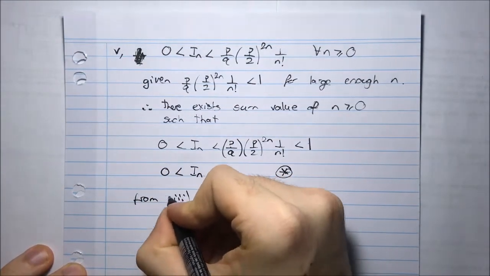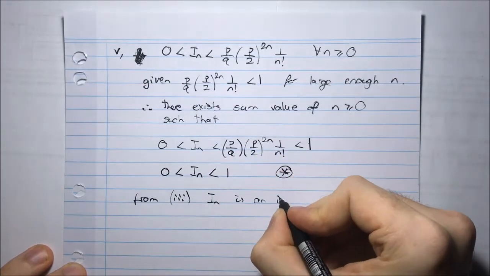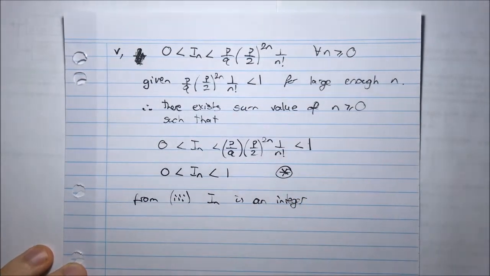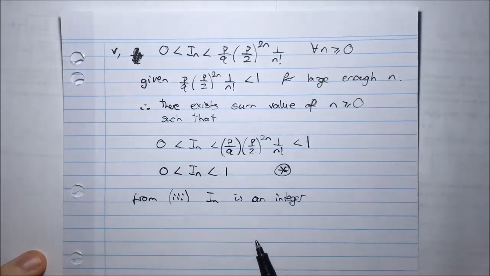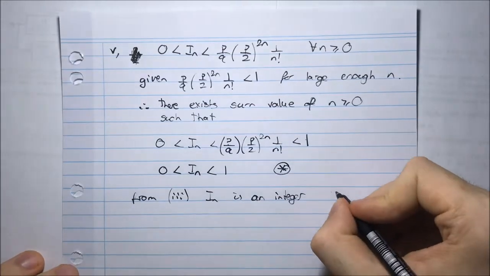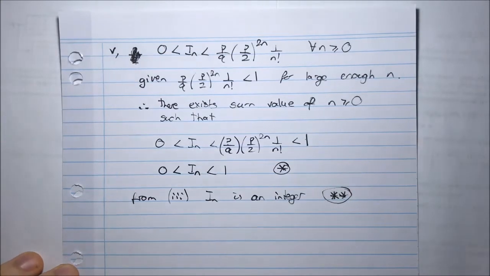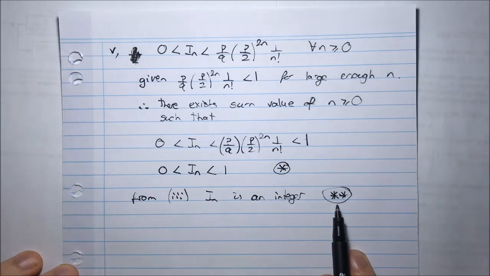From part 3, I proved that I_n is an integer. Right? That's the one where we could have used induction. We could have given a rigorous proof to prove that I_n was an integer, but we didn't. We just said that it was an integer. We explained it. So I've said that from part 3, I_n is an integer. All right? Let me call this double star.